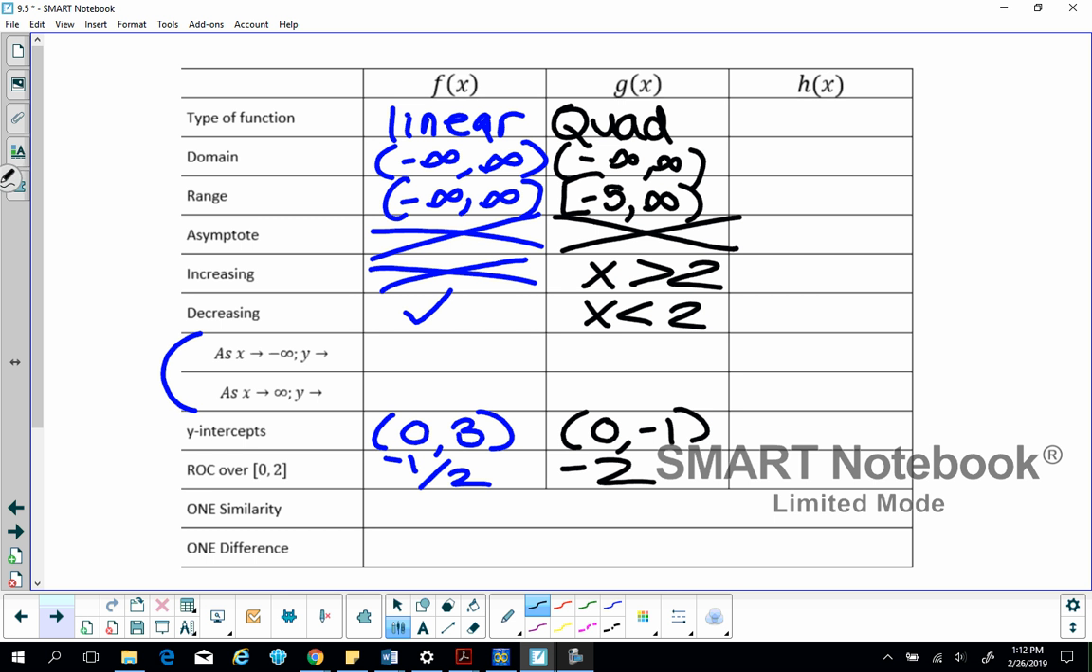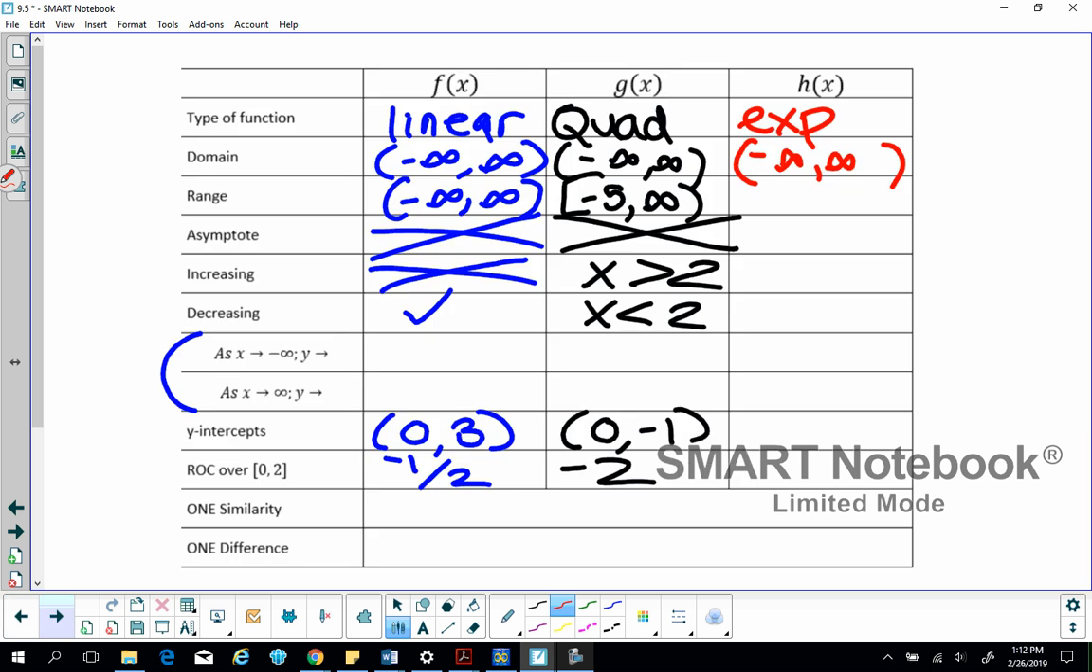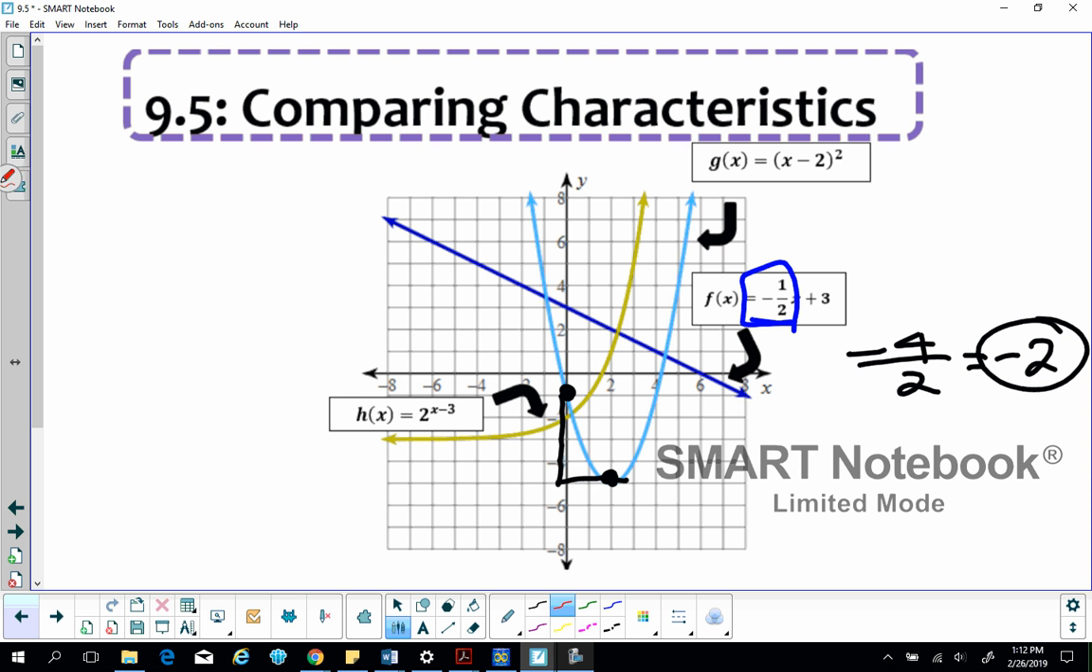Cool. Last one. What's that third equation called? Exponential. Yes. The third one is exponential. What's the domain? What's the range? It goes to positive infinity. But what's the lowest y? Negative 3. Good. So it's negative 3 to infinity. Does everyone get that?